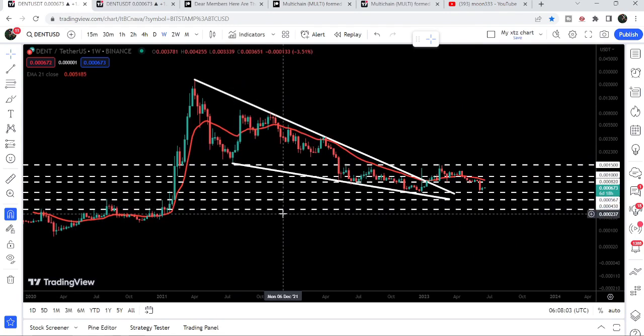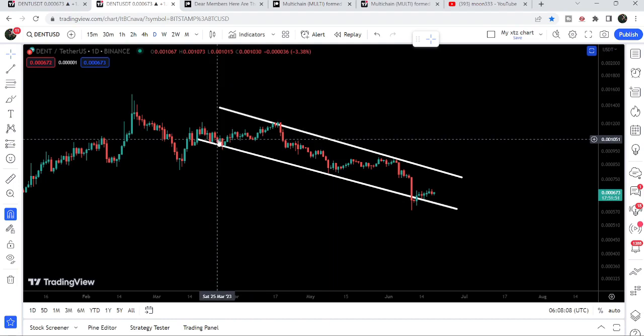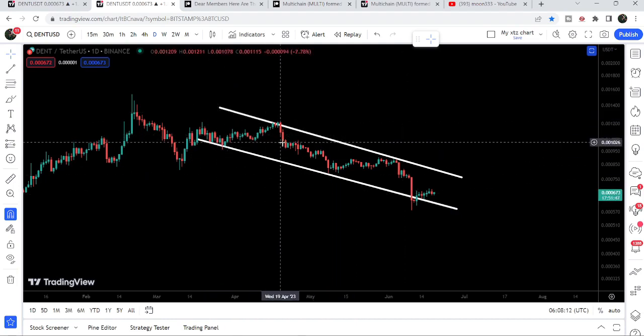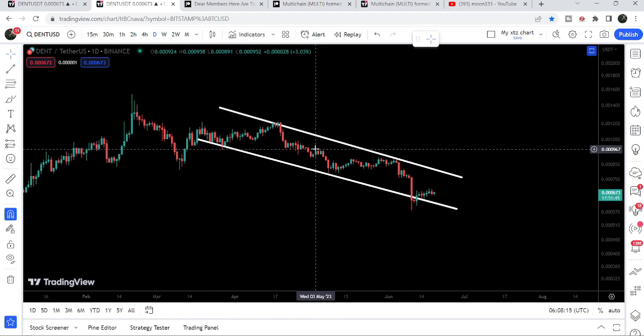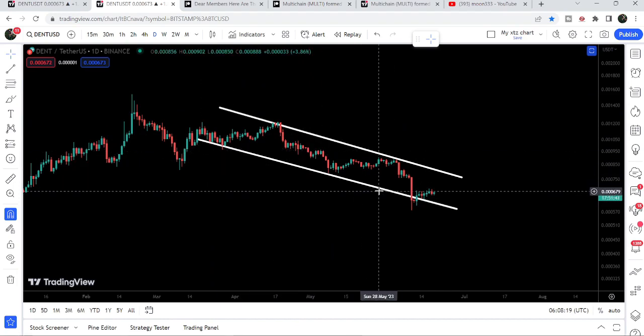At the same time, if we take a look at the daily time frame chart, here Dent token has formed this down channel. We have several touch points at the support and two touch points at the resistance. It is very obvious that it is testing the support more than the resistance. That is quite a clear signal that eventually the price can break down the support of this channel.